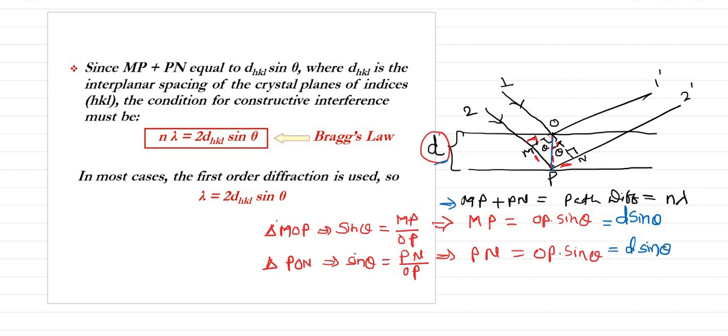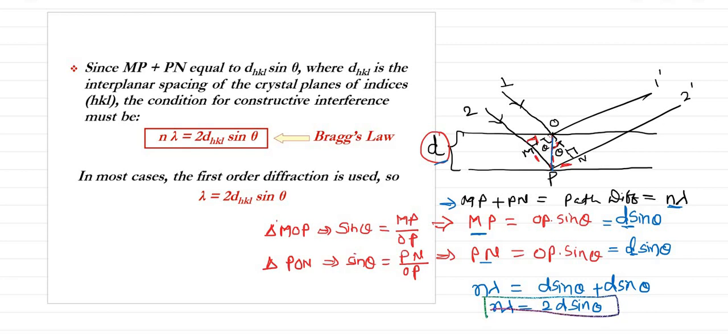Now we want this equation. If I write that equation, first of all, the path difference is n lambda. So n lambda equals MP, which we have calculated as D sin theta, plus PN, which is also D sin theta. So D sin theta plus D sin theta gives 2D sin theta, and on the left-hand side we have n lambda. So actually this is Bragg's condition or Bragg's law. Whatever we got here, n lambda is equal to 2D sin theta, is known as Bragg's law or Bragg's condition.